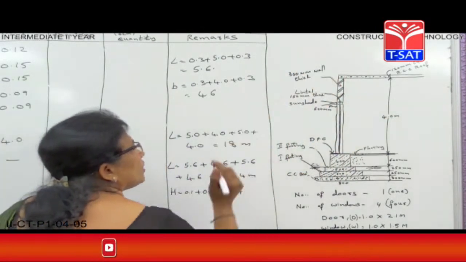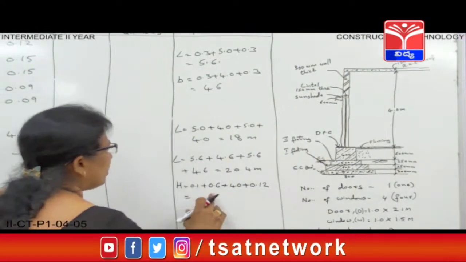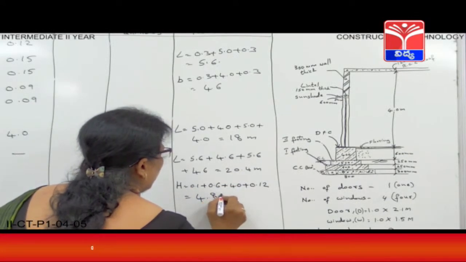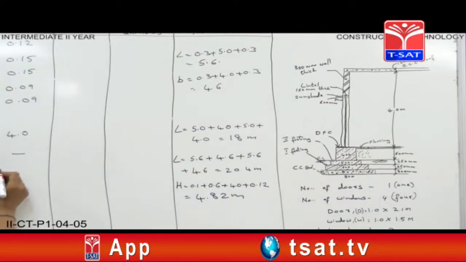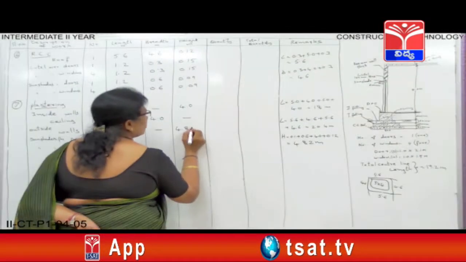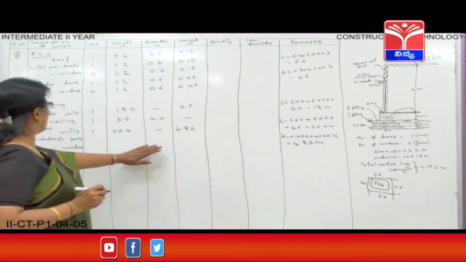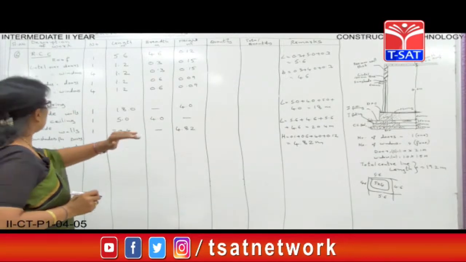Then the thickness of the roof is 0.12. When you add everything, you will get 4.82. Height is 4.82. So here in the height column, you just write 4.82. This is outside wall. Now coming to sunshade.